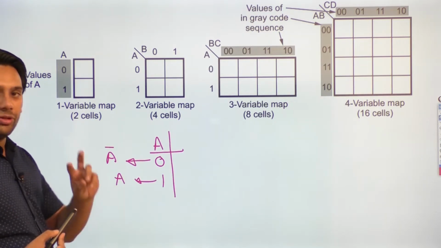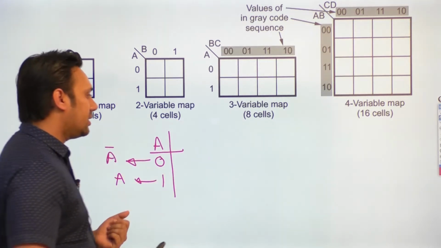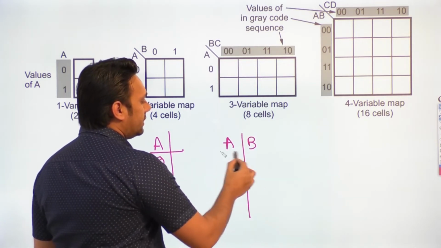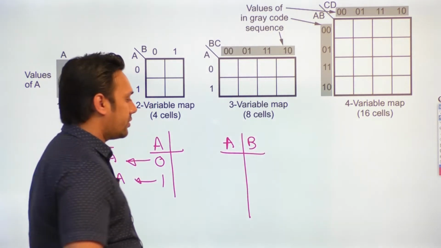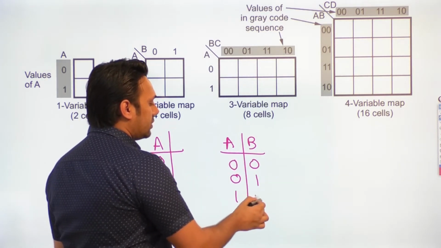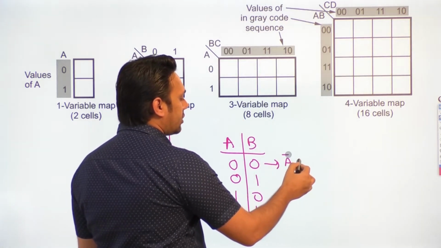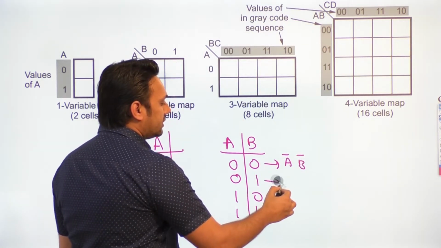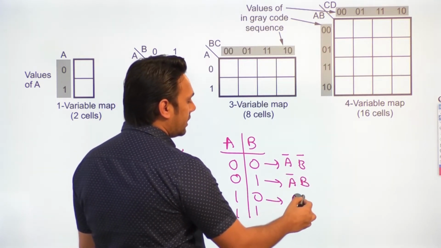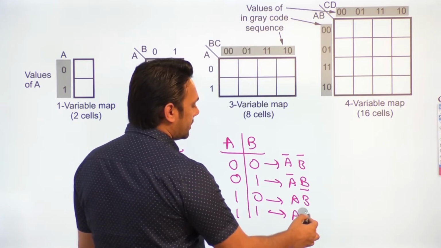Correct? Now if you have two variables, then there are a total of 4 combinations. We have already seen this. So you can take a variable a, you can take a variable b, and with these two variables you have 4 combinations: 0 0, 0 1, 1 0 and 1 1. So this 0 0 is representing a complement b complement. This is representing a complement b. This is representing a b complement, and when I say 1 1, this is representing a b.